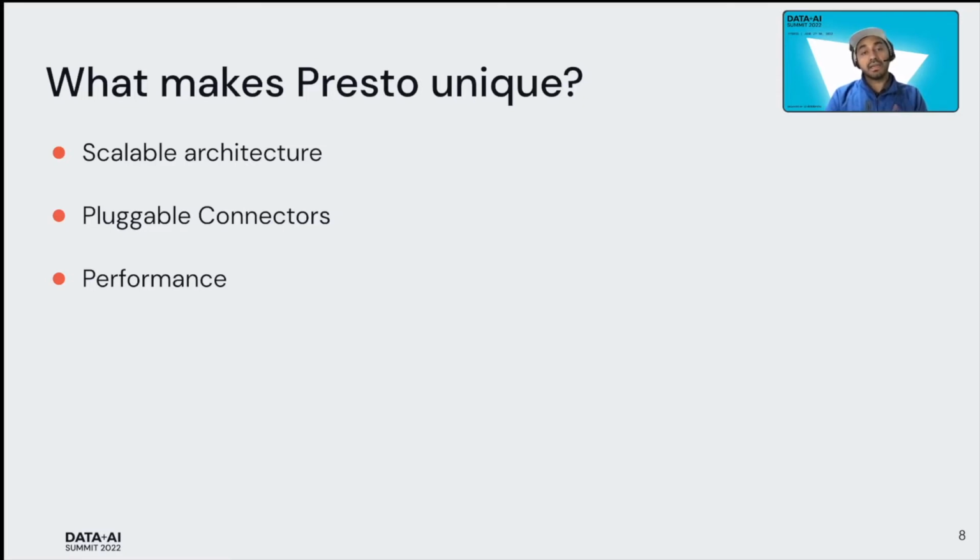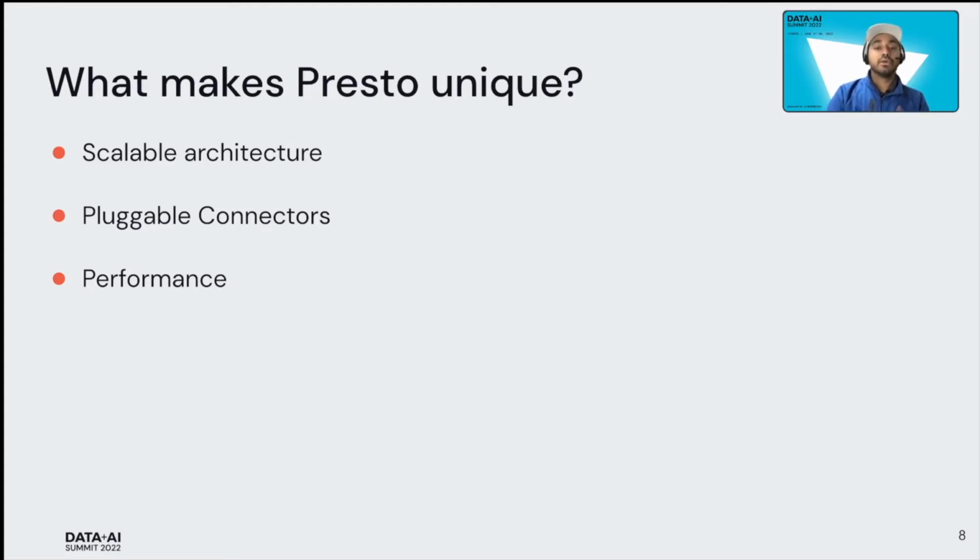So here is what makes Presto different from some other engines out there like Spark. Spark was built to be a general purpose computational engine versus Presto, which is meant to be a SQL engine. It is highly scalable. It has a pluggable architecture with a range of connectors that you can use, and it's built for performance. It is built to be an in-memory engine with a pipeline architecture.